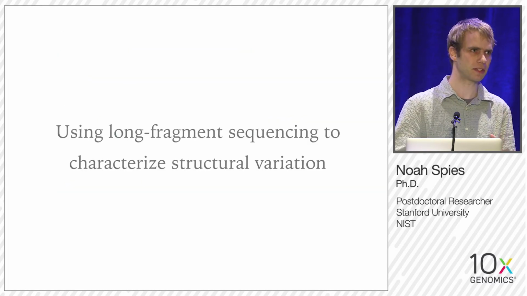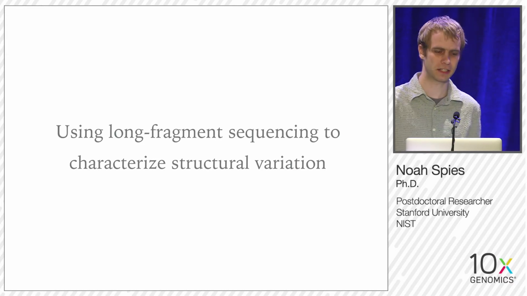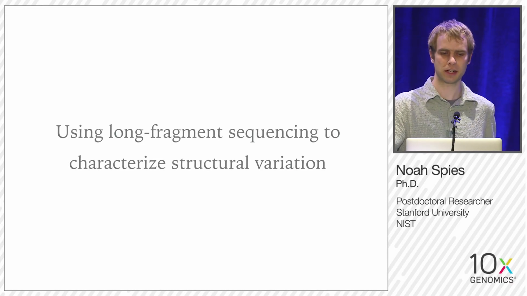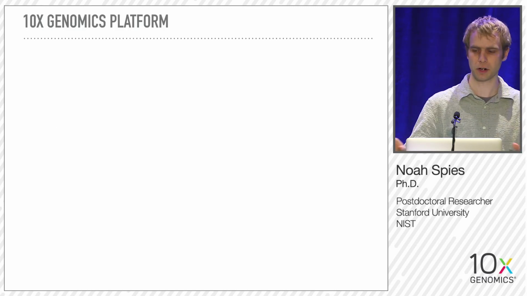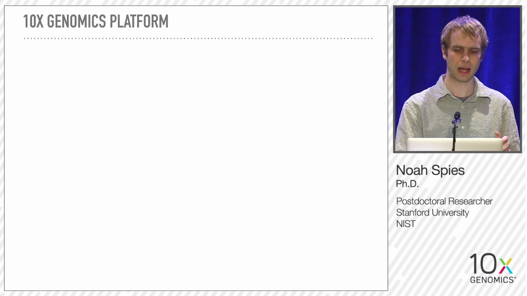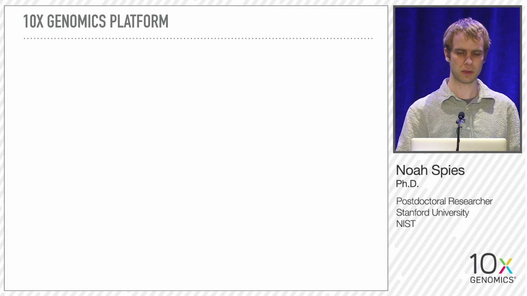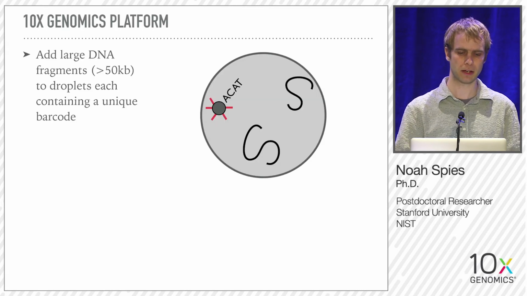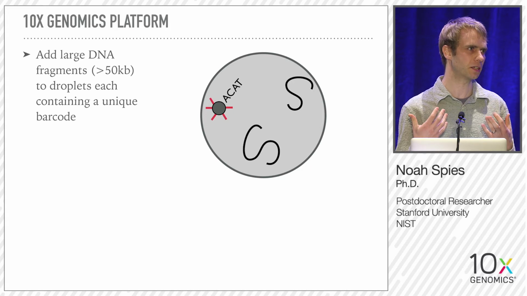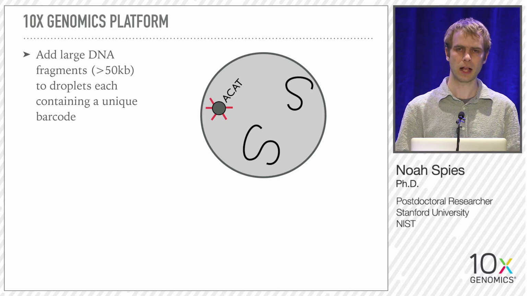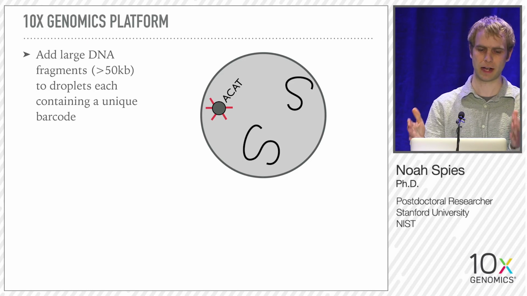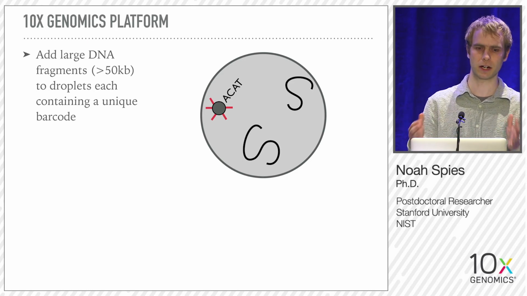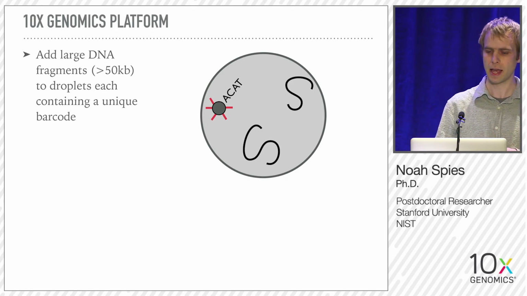Okay, so obviously we wouldn't be here if I hadn't turned to 10x to characterize structural variation. You're all familiar with the approach here. I'm just going to emphasize two points from the genomics platform. The first is that we're taking very large genomic DNA fragments. Remember, with standard Illumina we're starting with 500 base pair fragments. Here we're starting with 50 or 100 kilobase pair fragments.